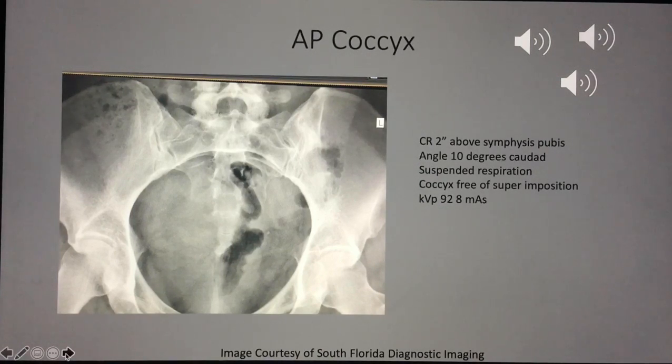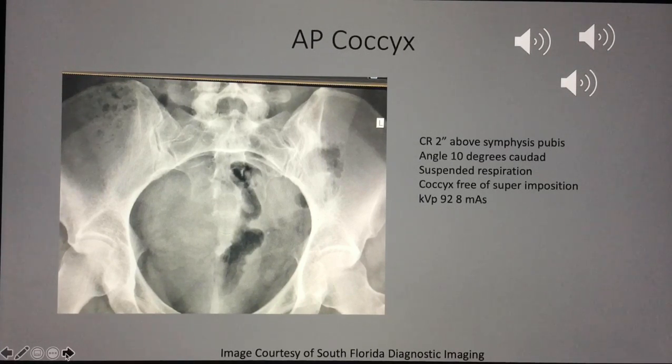This image, I believe, could be improved if I were coordinated more to have a better detail of the coccyx. The central ray for this image is 2 inches above the symphysis pubis, and you angle the tube 10 degrees caudal with suspended respiration to avoid motion. The coccyx must show free of superimposition. That's the purpose of the angulation. The technique was 92 kVp and 8 mAs.